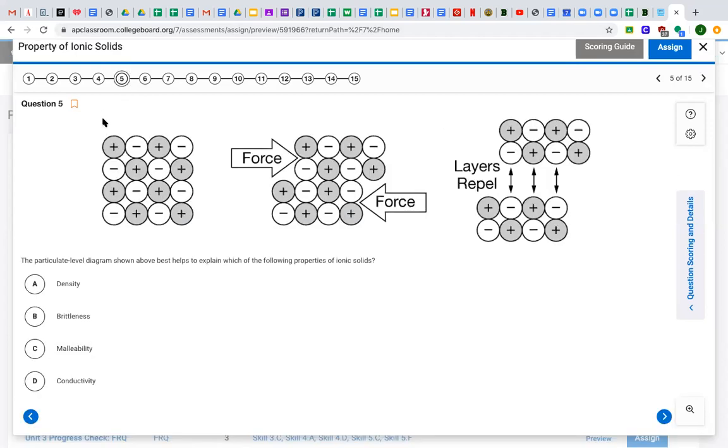What do we know about solids? Right, that they're stuck in place. Okay, so they're not conductive. So what else might they be? What's going on between these layers? What are they doing? They're repelling. They're breaking, right? Oh, so brittleness. Brittleness, yep, exactly. Is that what you got, Caton? Yeah. Okay, very good. I'm going to go ahead and pause the recording, and now we'll do the next 5 questions.